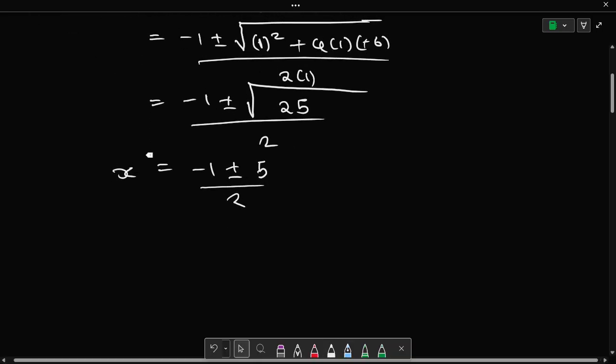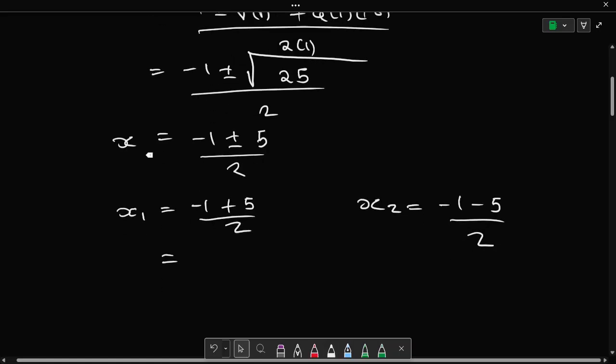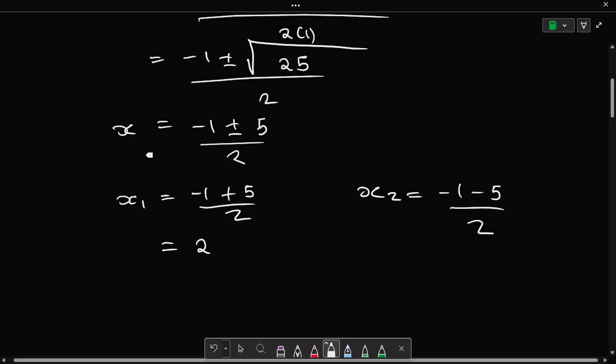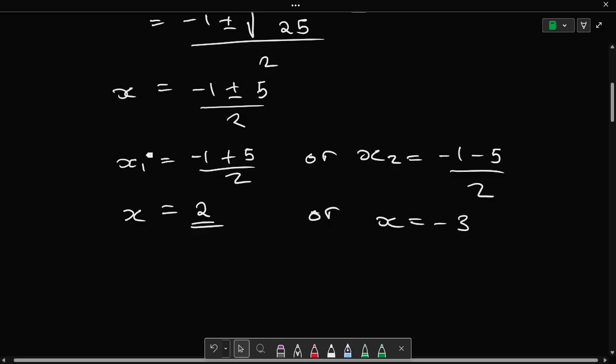And what we can do is separate these, where we have x1 to be equal to negative 1 plus 5 over 2, and our x2 to be equal to negative 1 minus 5 over 2. This is going to give us 2. So we're saying x is equal to 2, or x is equal to negative 3. This is what we're going to get. And these are what we're calling critical points.